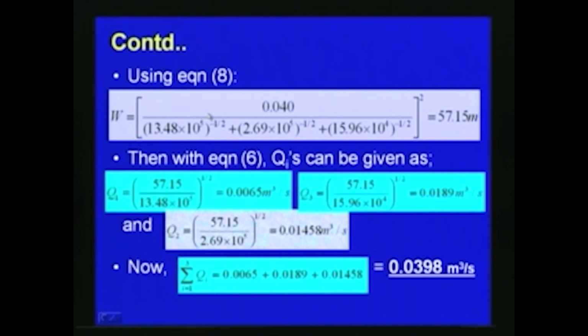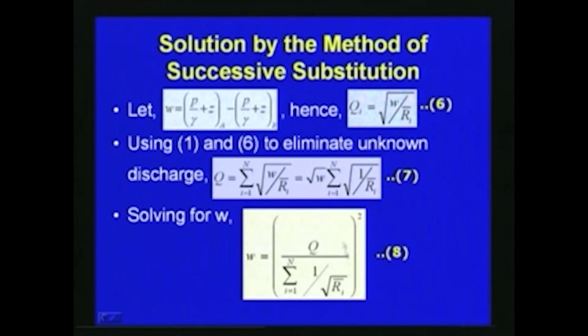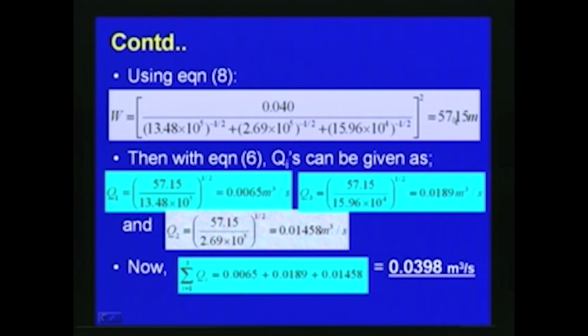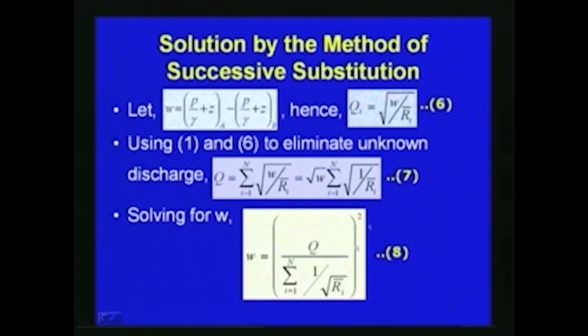Then, using equation 8 as we discussed earlier, we can now find out W. Here Q is known, 0.04, and the values of R bar are already calculated. So, R bar to the power minus half, then sum up and square it. W is given by this equation number 8. Using equation number 8, we get W as 57.15 meter, and then we use equation number 6.